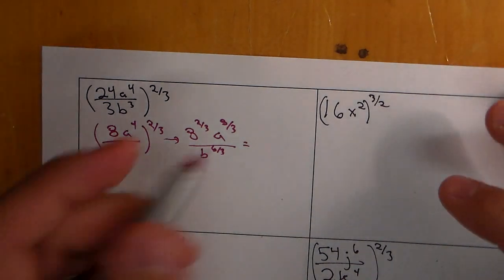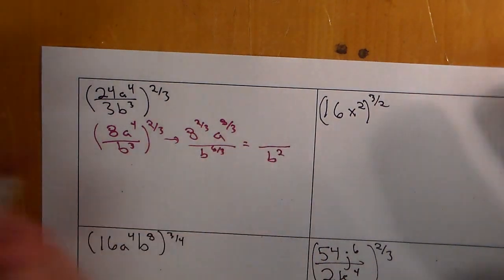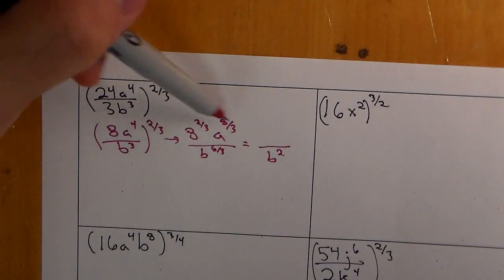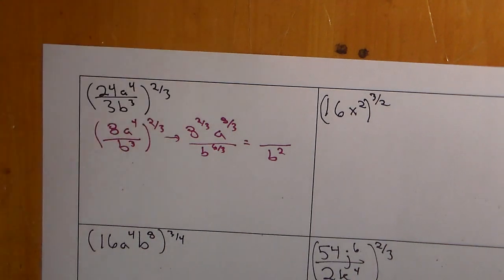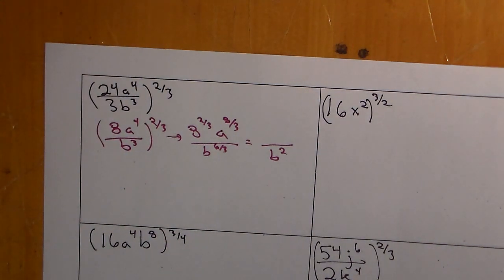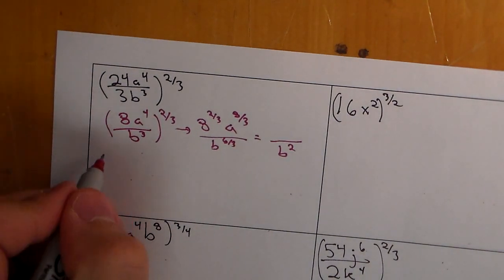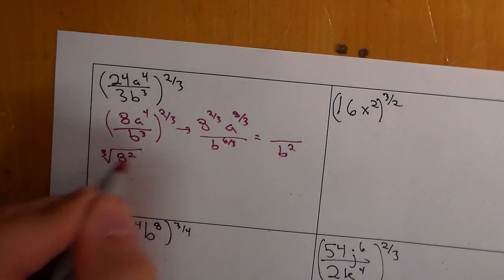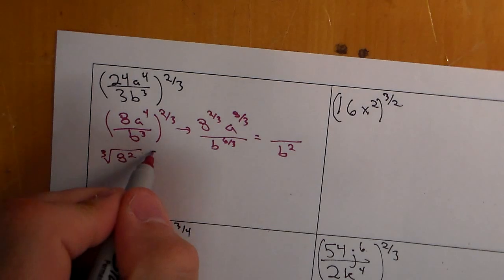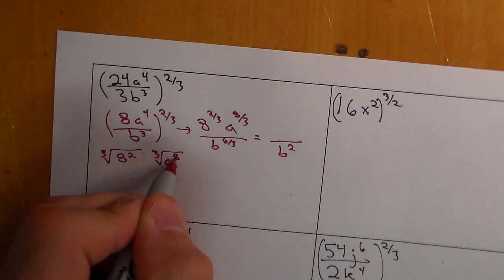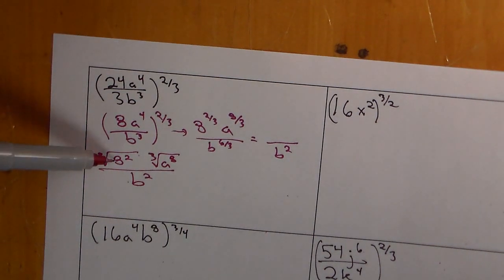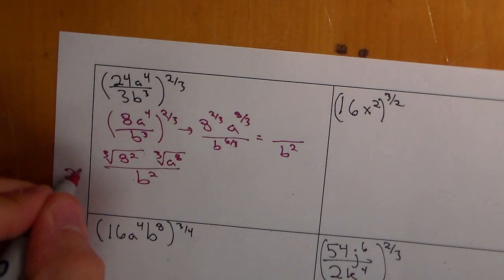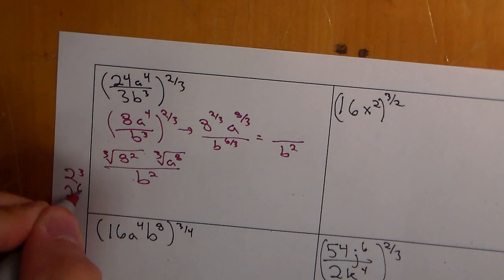Well, we get b to the squared on the bottom. That was where we're obviously at, but we kind of have to simplify this up here. I don't like fractional exponents, so why don't we change this top part into radical form? So we have the cube root of 8 squared, and we have the cube root of a to the 8th, all of that over b squared. So 8 squared we know is, or 8 is 2 to the 3rd, so if we square that, it's 2 to the 6th.